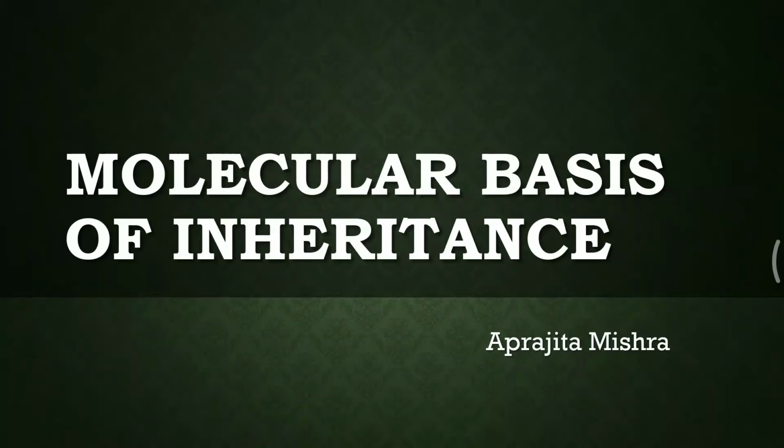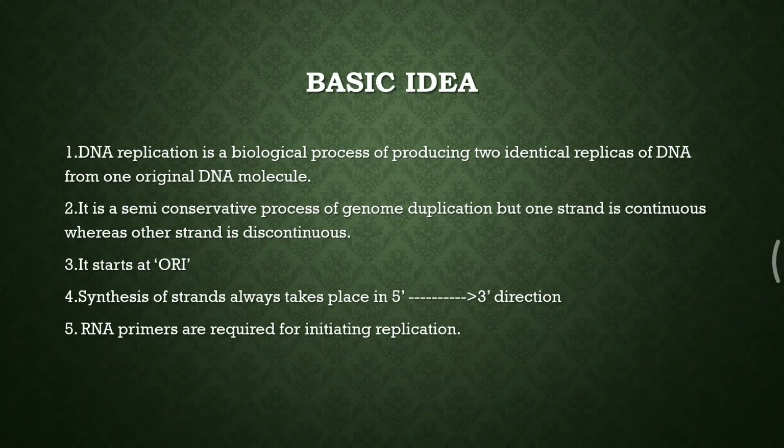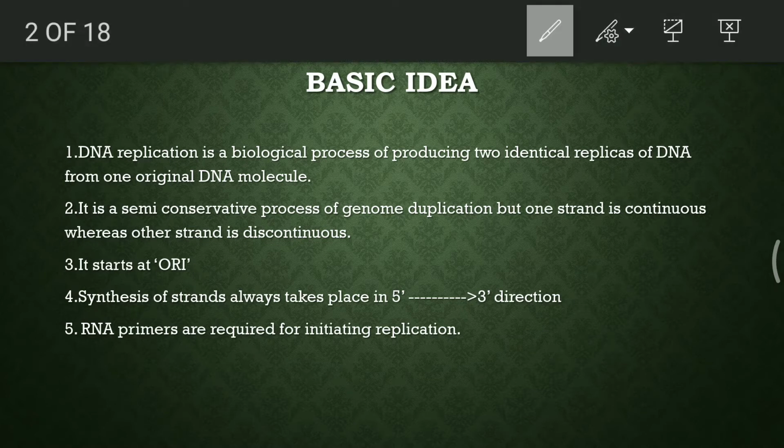Hello everyone. In the molecular basis of inheritance, we should have a little idea before we proceed with the replication. The idea we should have is that DNA replication is a biological process which produces two identical replicas of DNA. Suppose a DNA is, since I have made it in red color, think that both strands are complementary to each other.